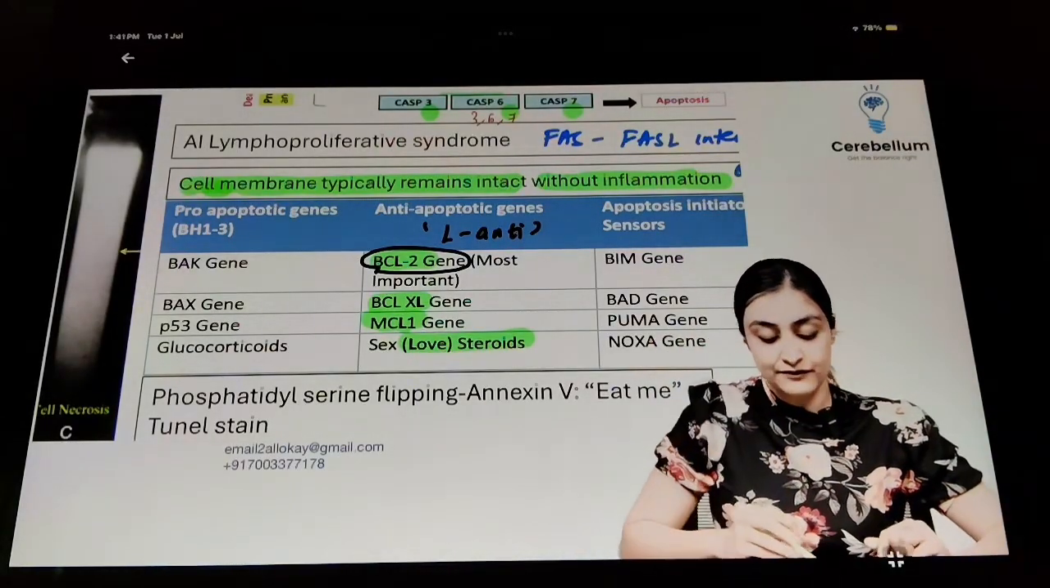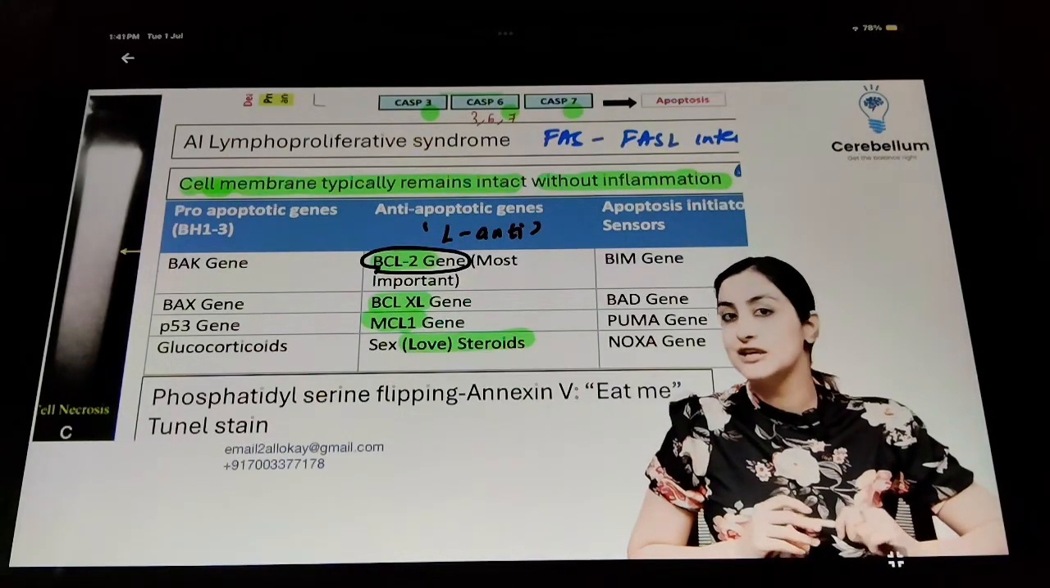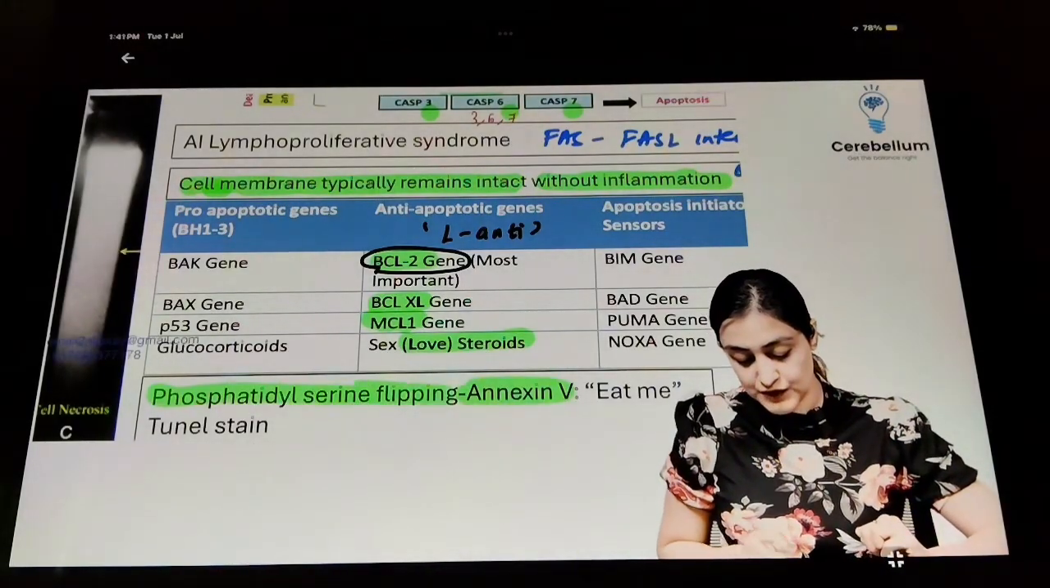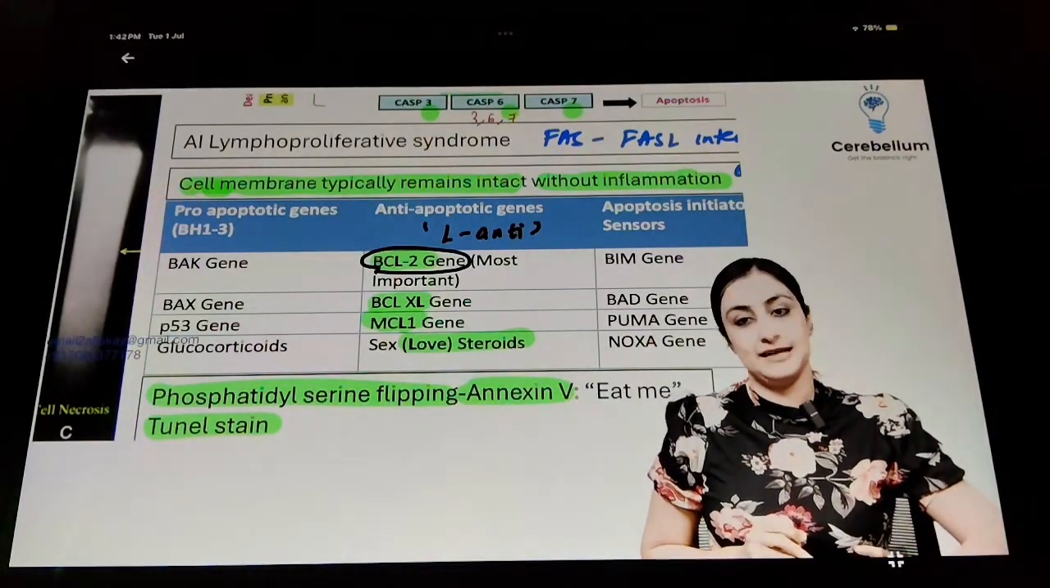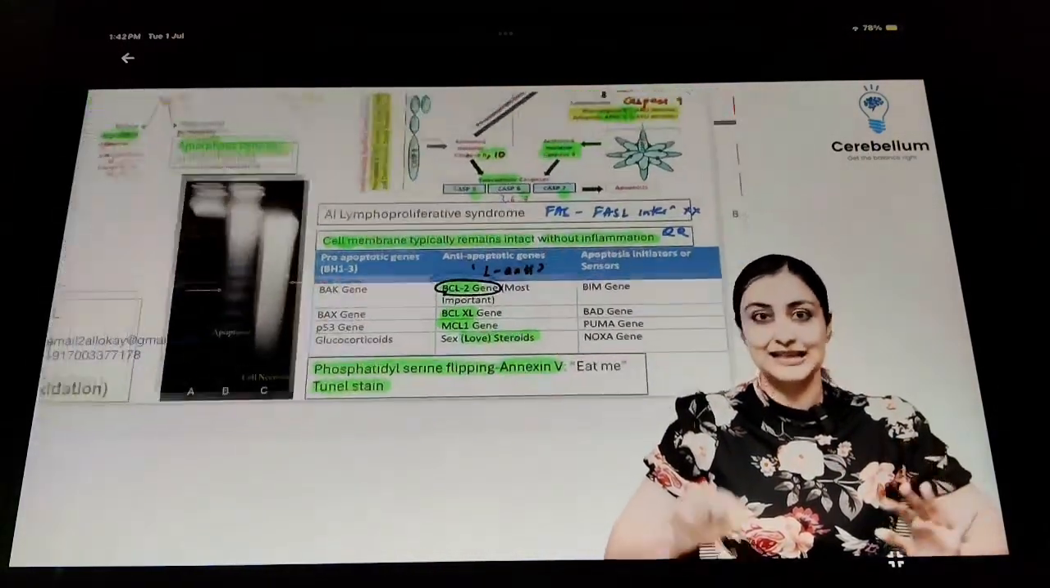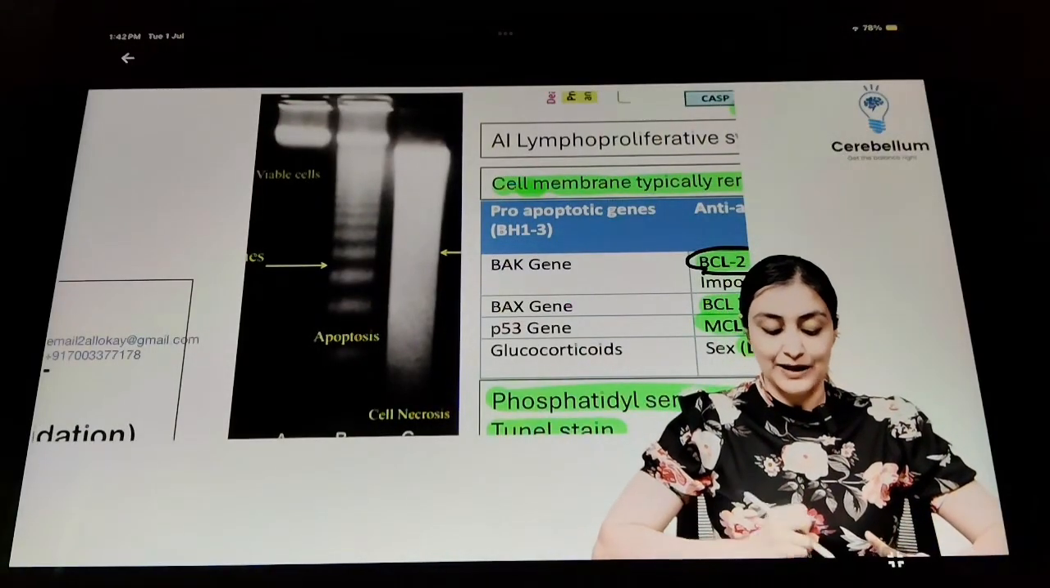So annexin V, we have studied this when we were studying hairy cell leukemia. I told you annexin A1 is hairy cell leukemia. Annexin V is a marker of apoptosis. So what are the markers of apoptosis? You can remember this as phosphatidylserine flipping, annexin V, and we use a stain called TUNEL stain. These are all very extra edge questions if this comes up. Yes. Apart from this, you can also be given this gel electrophoresis. This is what viable cells look like.